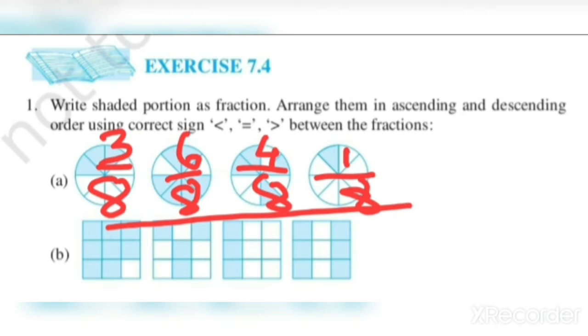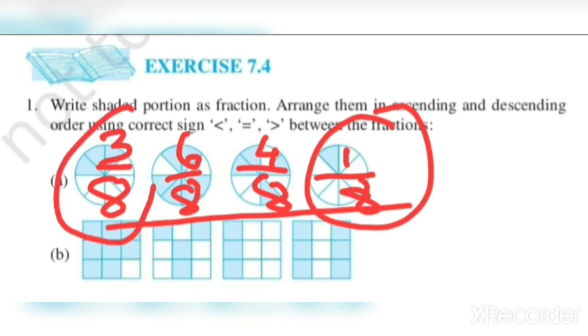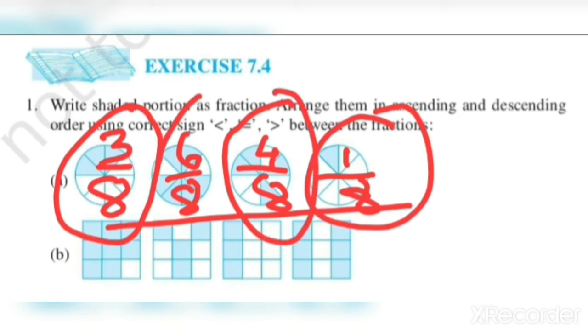So it's very easy to arrange them in ascending order. Ascending means smaller to bigger and descending means bigger to smaller. You can arrange this. In ascending order, write first this one 1 upon 8, then which fraction will come? 3 upon 8, then 4 upon 8, and then 6 upon 8.